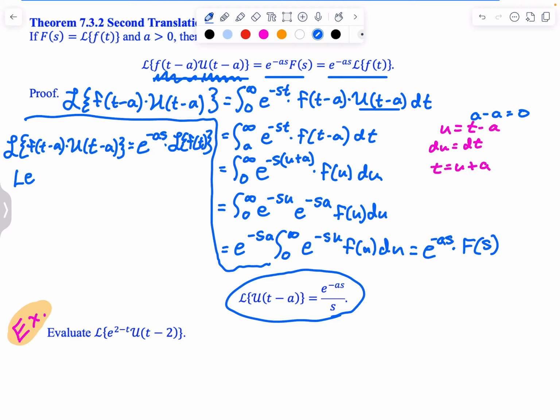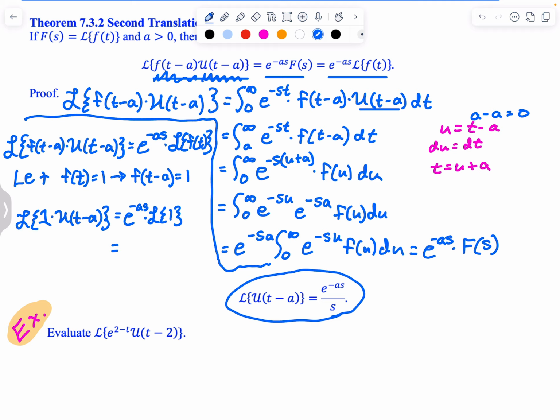What if we let f of t equal 1? Well, if that's the case, then f of t minus a is also equal to 1. It's universally 1. So that means that the Laplace of 1 times the Heaviside function is equal to e to the negative as times the Laplace of 1.